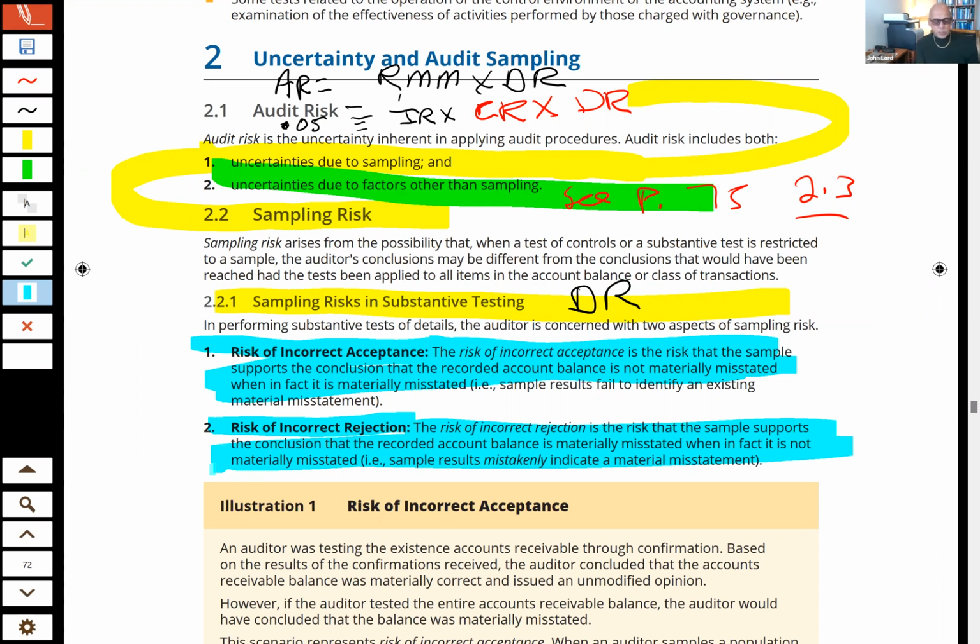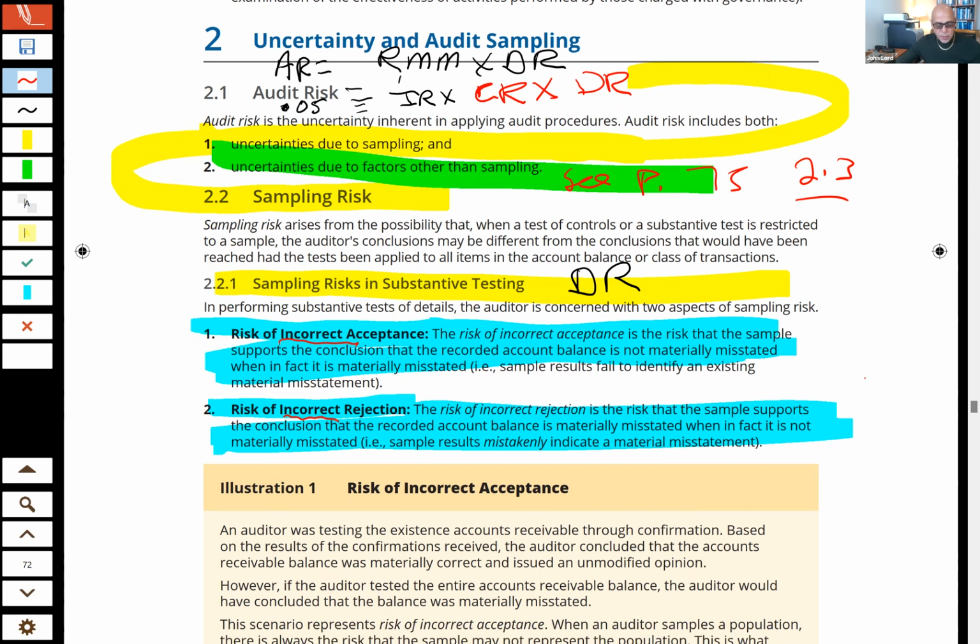Now, let me ask you something. Is the risk of incorrect acceptance and the risk of incorrect rejection a mistake that is made by the auditor? Yes. You've drawn the wrong conclusion. You made a mistake, didn't you? That is incorrect. Okay, good. And that mistake was caused by the fact that the sample was not representative of the population.